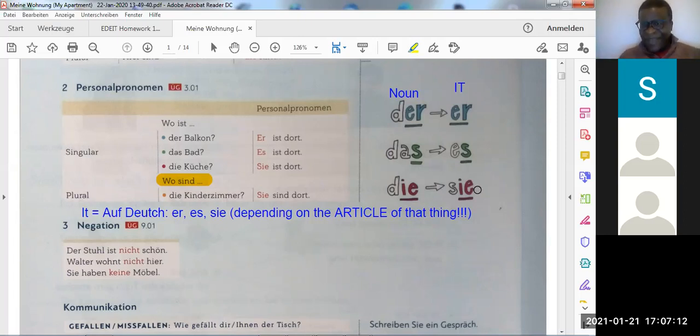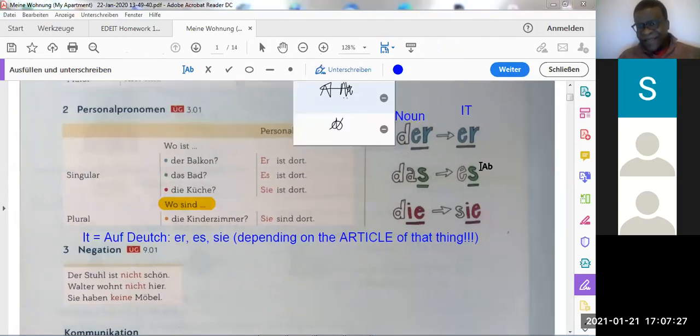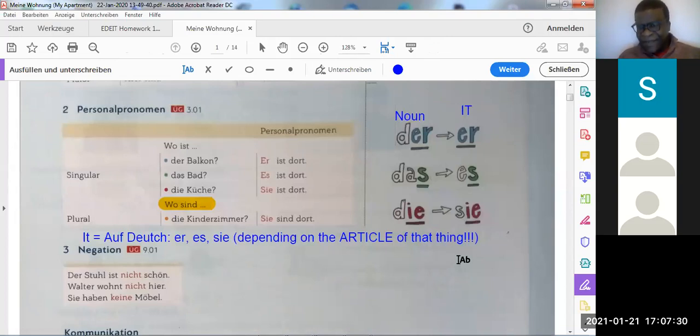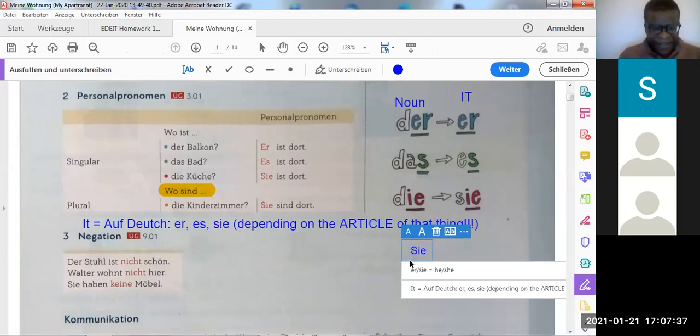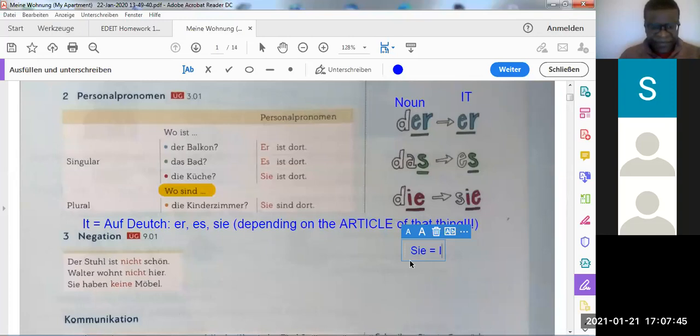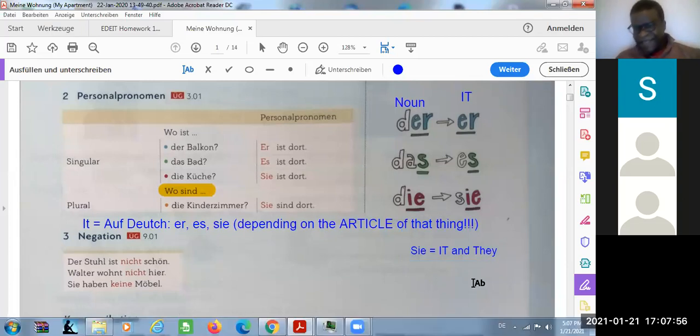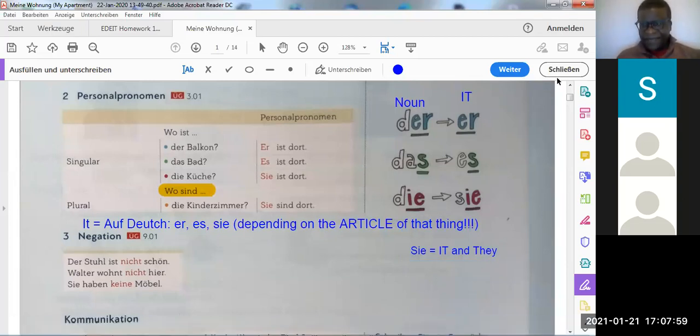Good. So if you like, you can even do some extended pleasure. Sie is always a special particle. Sie can represent it, which is singular, and they, which is plural. I'm going to keep that. Perfect.